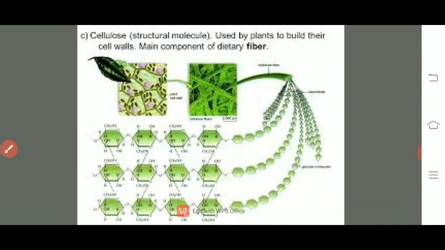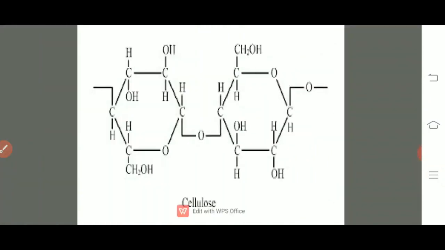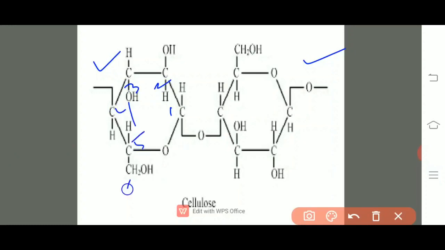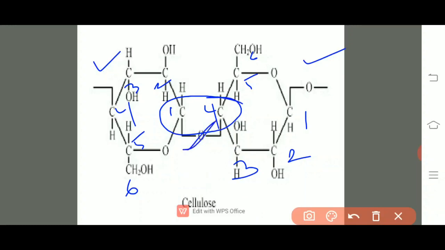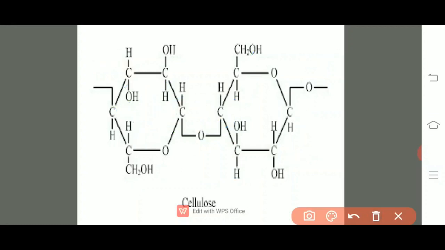Here we will see the beta 1,4 glycosidic bonds, where this is one glucose molecule and this is another glucose molecule. We start from carbon 1, 2, 3, 4, 5 and this is the 6th carbon, and here again 1, 2, 3, 4, 5, 6. The first carbon of one glucose molecule and the 4th carbon of another glucose molecule are bound together by beta 1,4 glycosidic bonds. This bond may be digested by a special kind of enzyme which is known as cellulase.